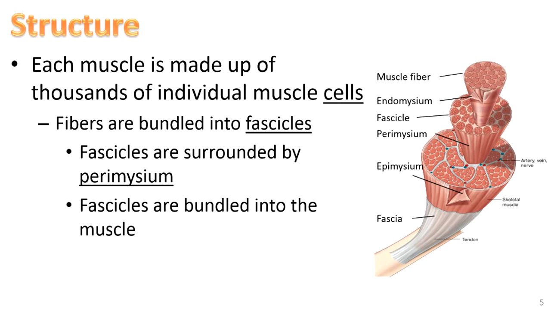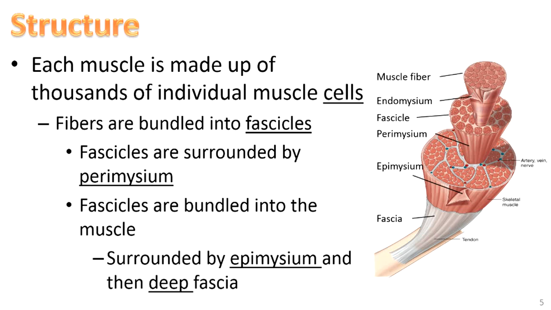When we bundle the fascicles together, that's when we end up getting what we call a muscle, and it is surrounded by the epimysium. Epi means, as you remember, upon. Then we have a further connective tissue membrane surrounding those called deep fascia, which is this white thing here, and we'll learn later that it is what becomes the tendon.